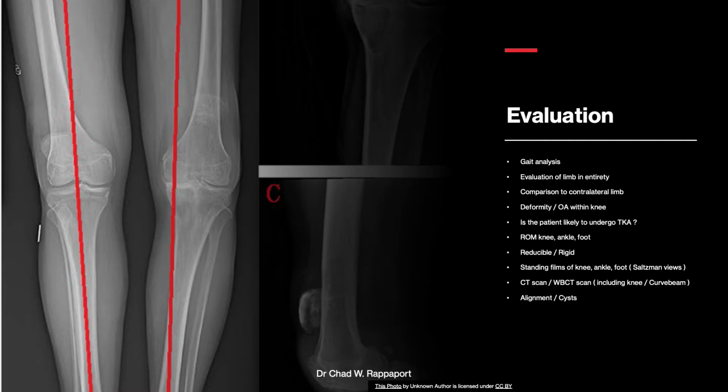Bone quality is paramount, obviously, in total ankle arthroplasty, and so the acknowledgement of cysts in the distal tibia or the talus is certainly something that's paramount to know before embarking on a total ankle arthroplasty.